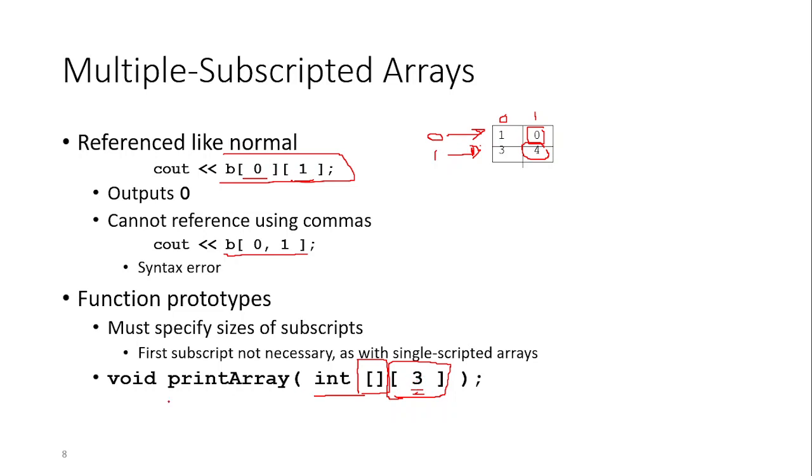Now this is the prototype. So this value can be 3, 4 or whatever, and when you are actually implementing that function, this can be different, but you have to specify some value here. That is the requirement of the C++ compiler. Okay, so you must specify the sizes of the subscripts, at least the second one, if not the first one, at least the columns. You have to specify the number of columns, if not the number of rows. So this is how you pass a multi-dimensional array or multiple subscripted array to a function.